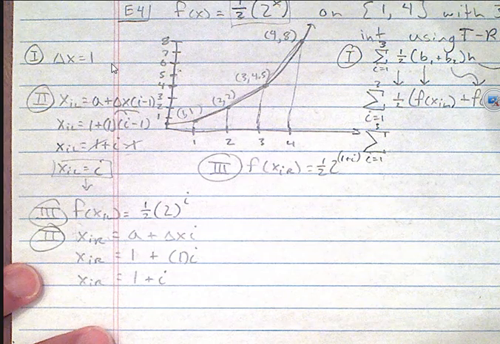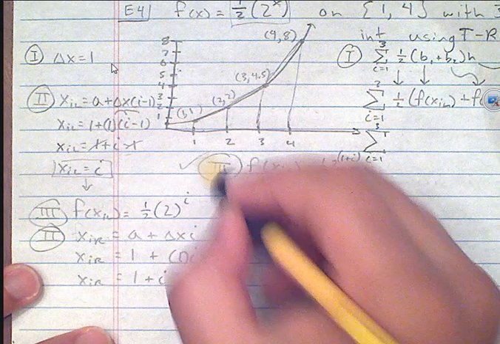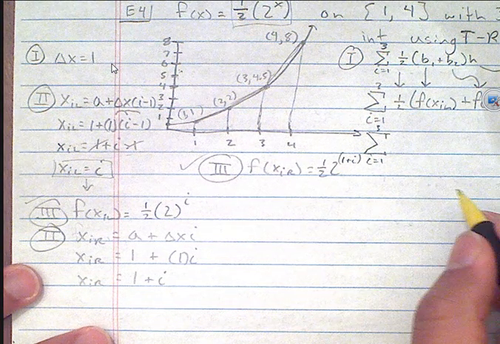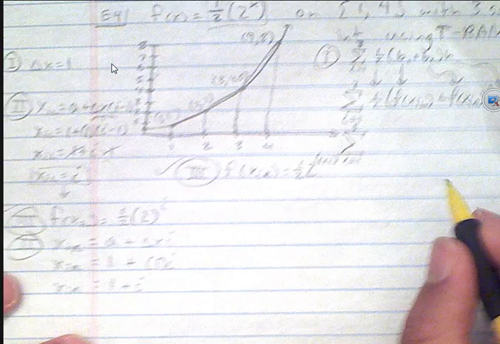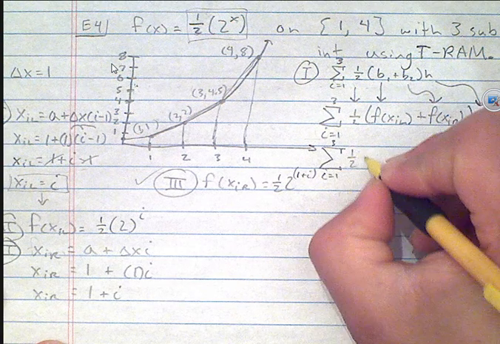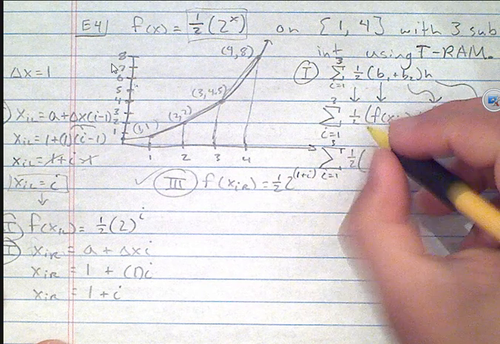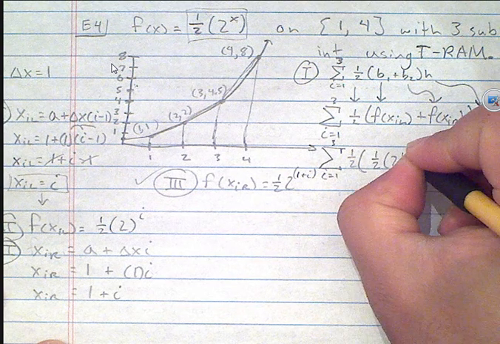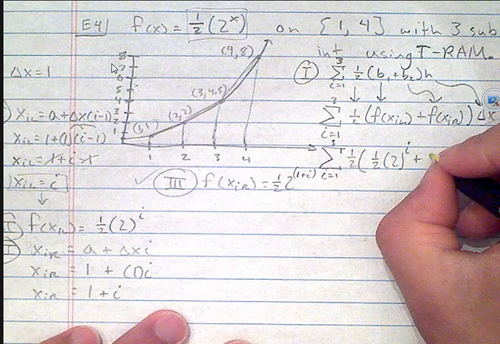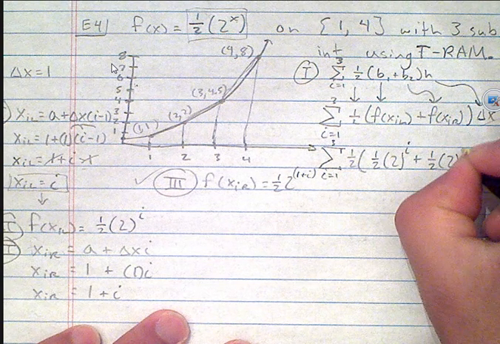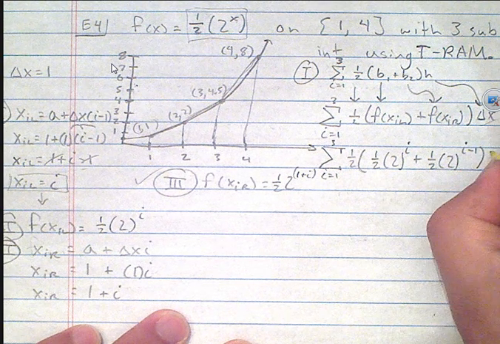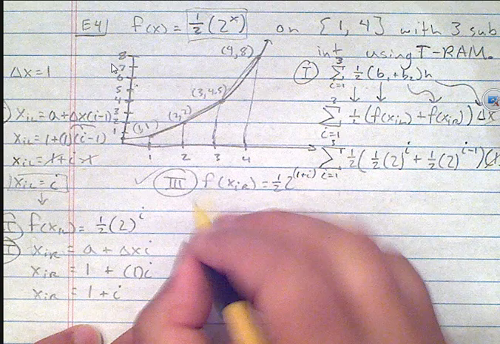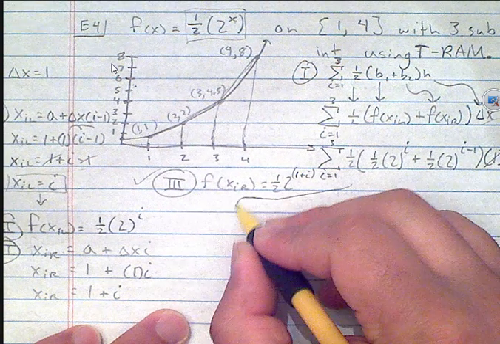Alright, now I'm ready. I've got my f of x of IR, I've got my f of x of IL, I know what my delta x is, I'm ready to go. So this is 1/2 f of x of IL, which is 1/2 2 to the I power, plus f of x of IR, which is 1/2 2 to the I minus 1 power times delta x, which is 1. I'm going to go ahead and get rid of that. And I'm going to go ahead and write that here again.